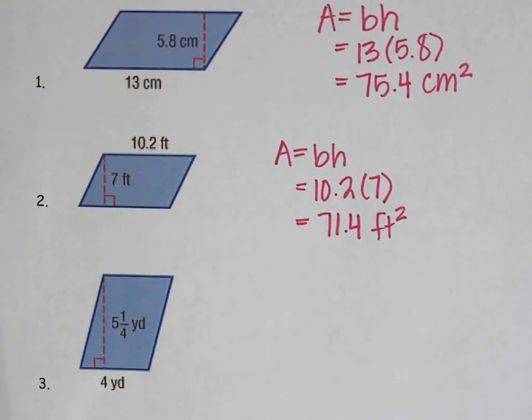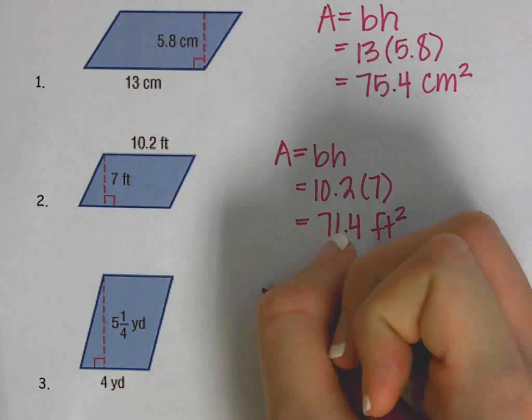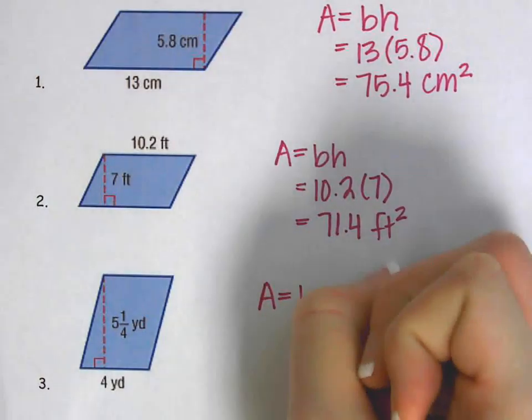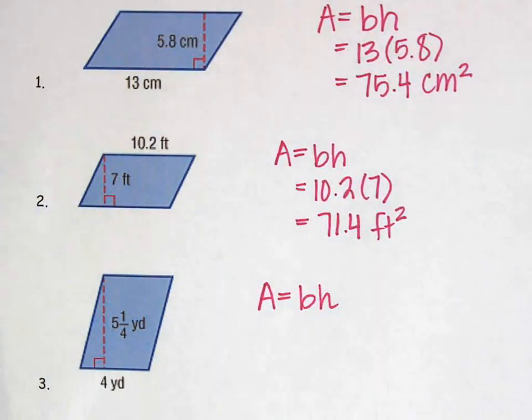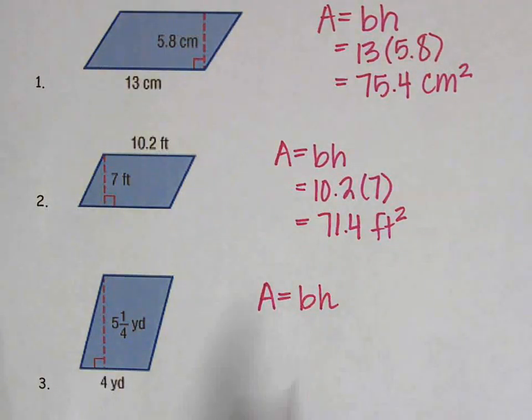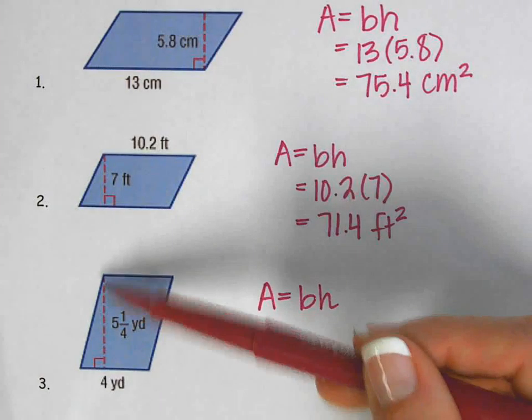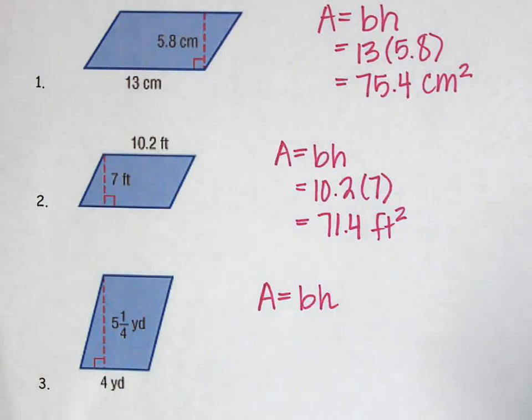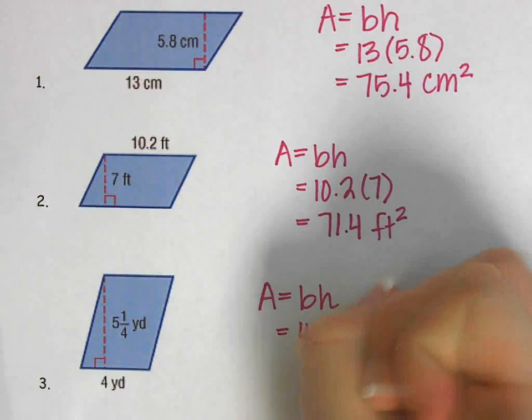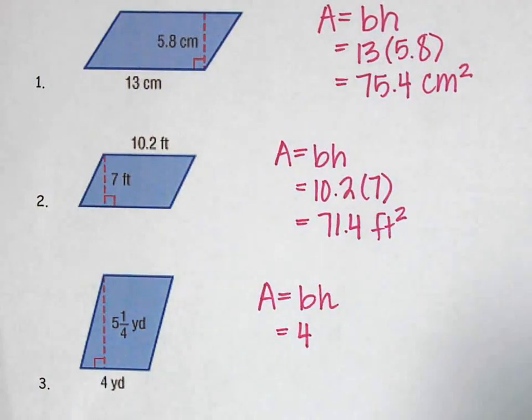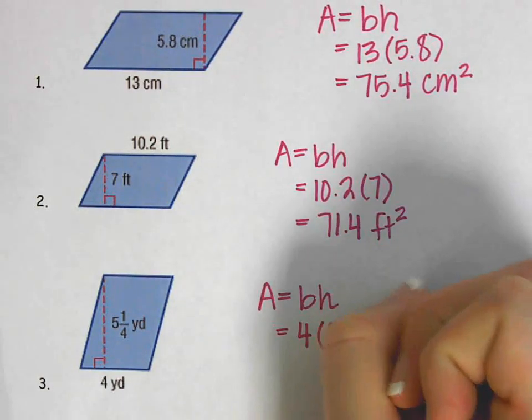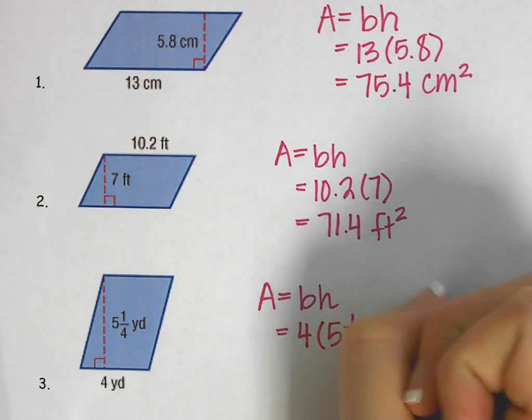Okay, so let's look at number 3. On number 3, we know it's a parallelogram. We always start with writing our formula, area equals base times height. From here, we're going to look at what the length of our base is. The length of our base is 4. The height is that perpendicular line segment, which is 5 1/4. So 4 is what's being substituted for our base, and I'm going to substitute 5 1/4 for the height.